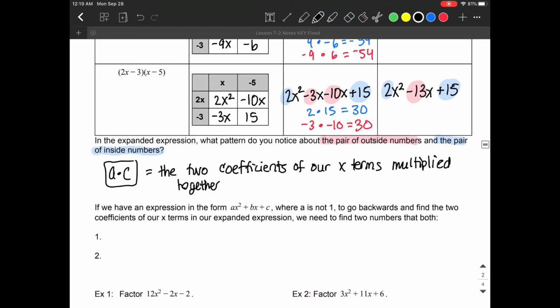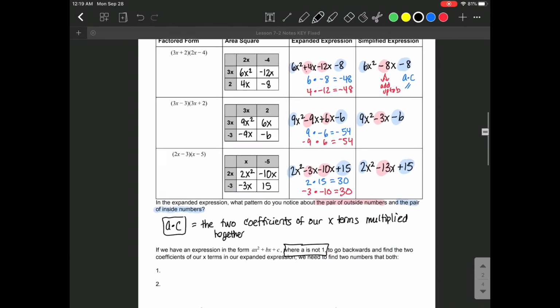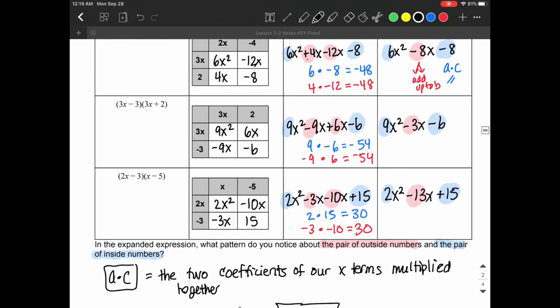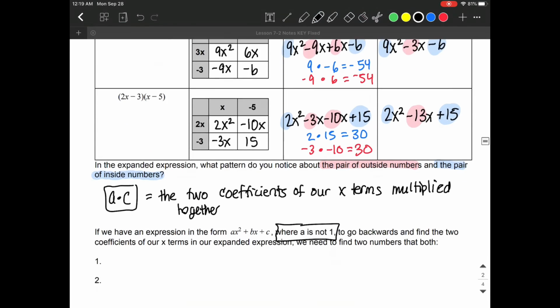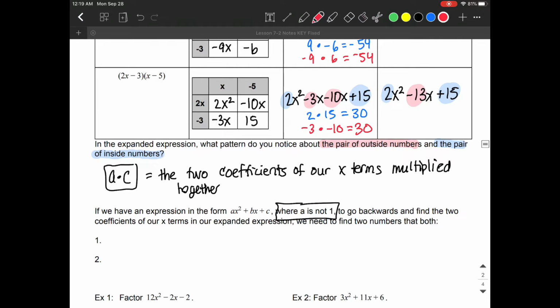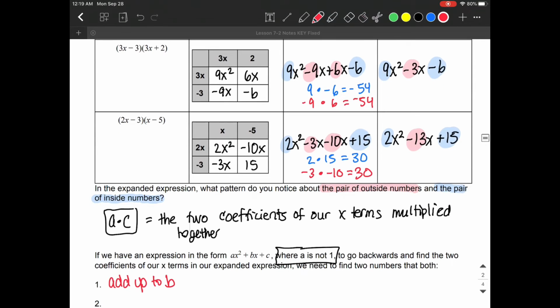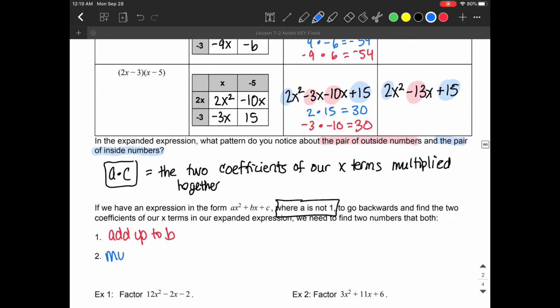So if we have an expression in the form ax squared plus bx plus c where a is not equal to 1, to go backwards to find the two coefficients of our x terms in expanded expression, because we have to go back to expanded expression in order to get back to factored form, we need to find two numbers that both add up to b, and multiply to a times c.